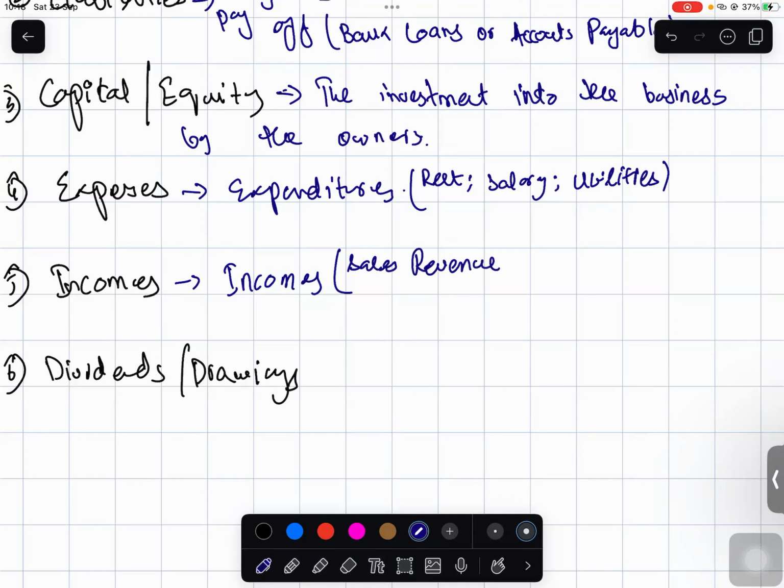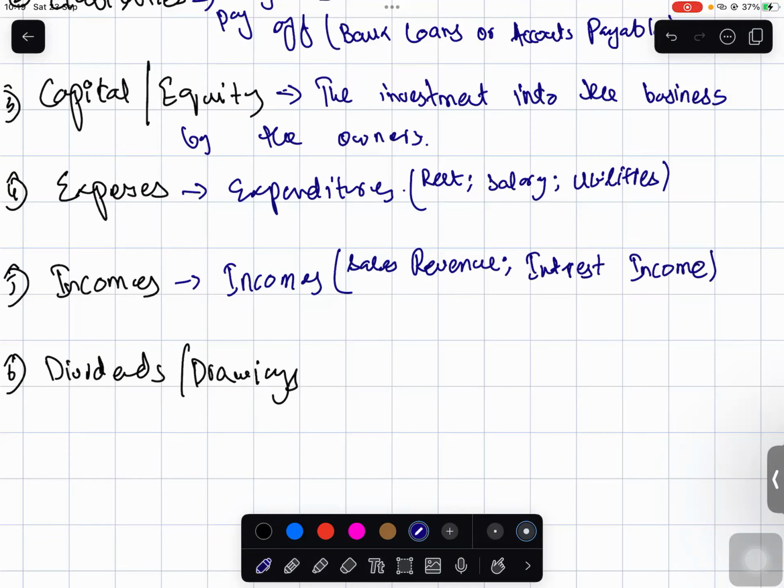Sales revenue is an income. Another income could be, for example, the bank had some extra money in their account which they never used, so they invested that money into the market and they get a return on that. That sort of income is called interest income.